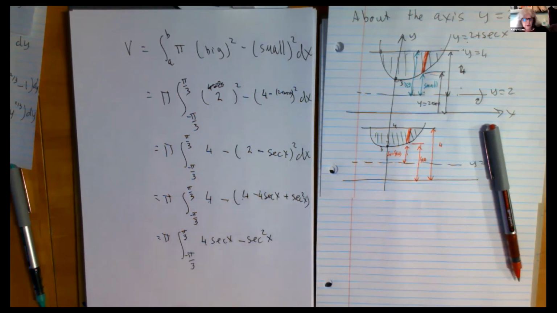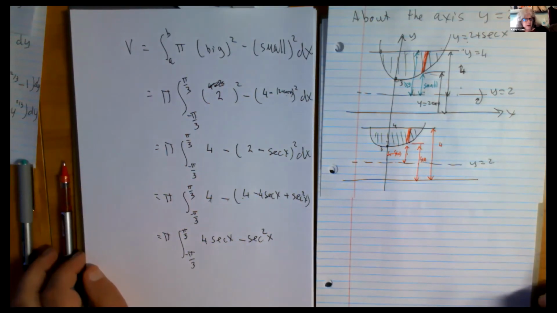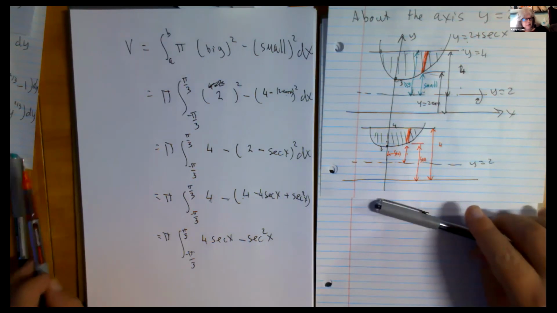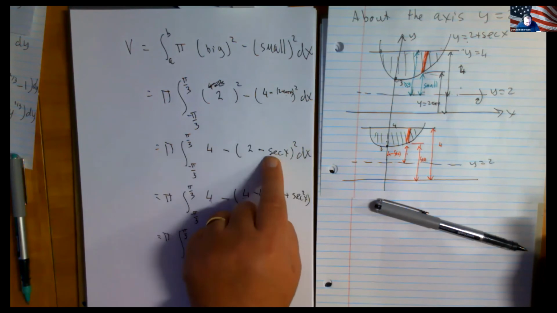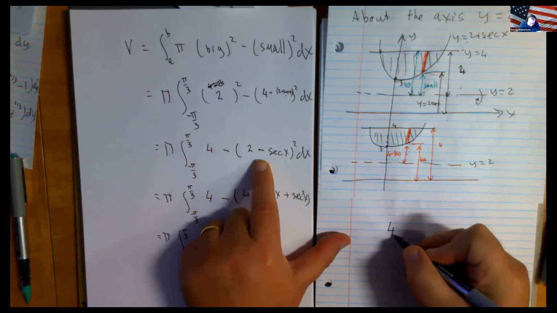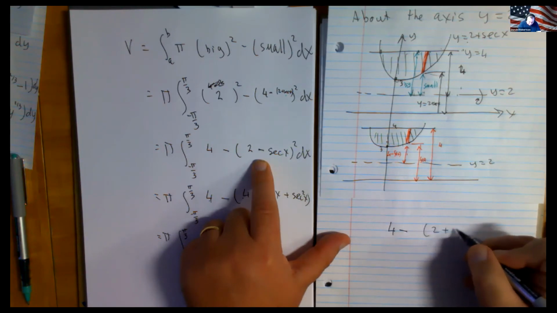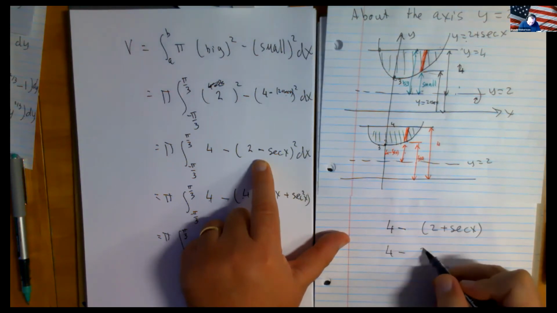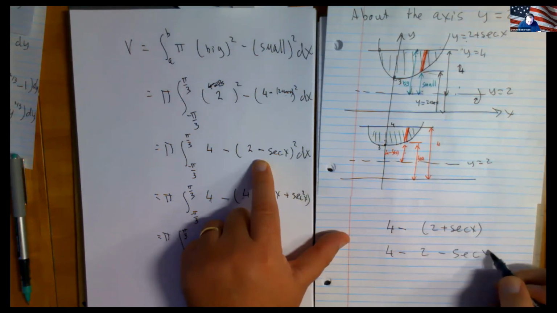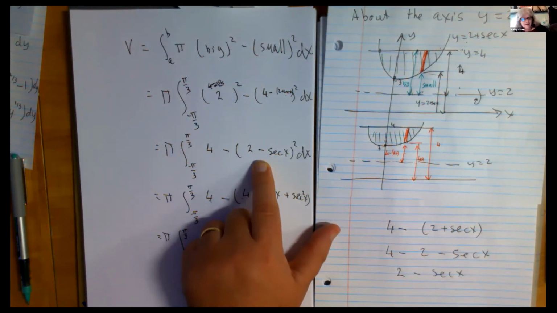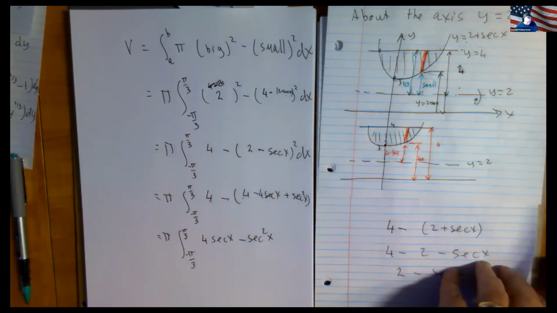I'm not following how you got 2 minus that secant x. Isn't it 4 minus 2, so that would be a positive 2 plus the secant x? Oh, so how I got from here to here? Yeah. That's what you're asking? Okay, I have got 4 take away in brackets 2 plus secant x. And that's 4 take away 2 take away a secant x. And that's 2 take away secant x. Okay, I see it. Okay, now it's very small and very quick.